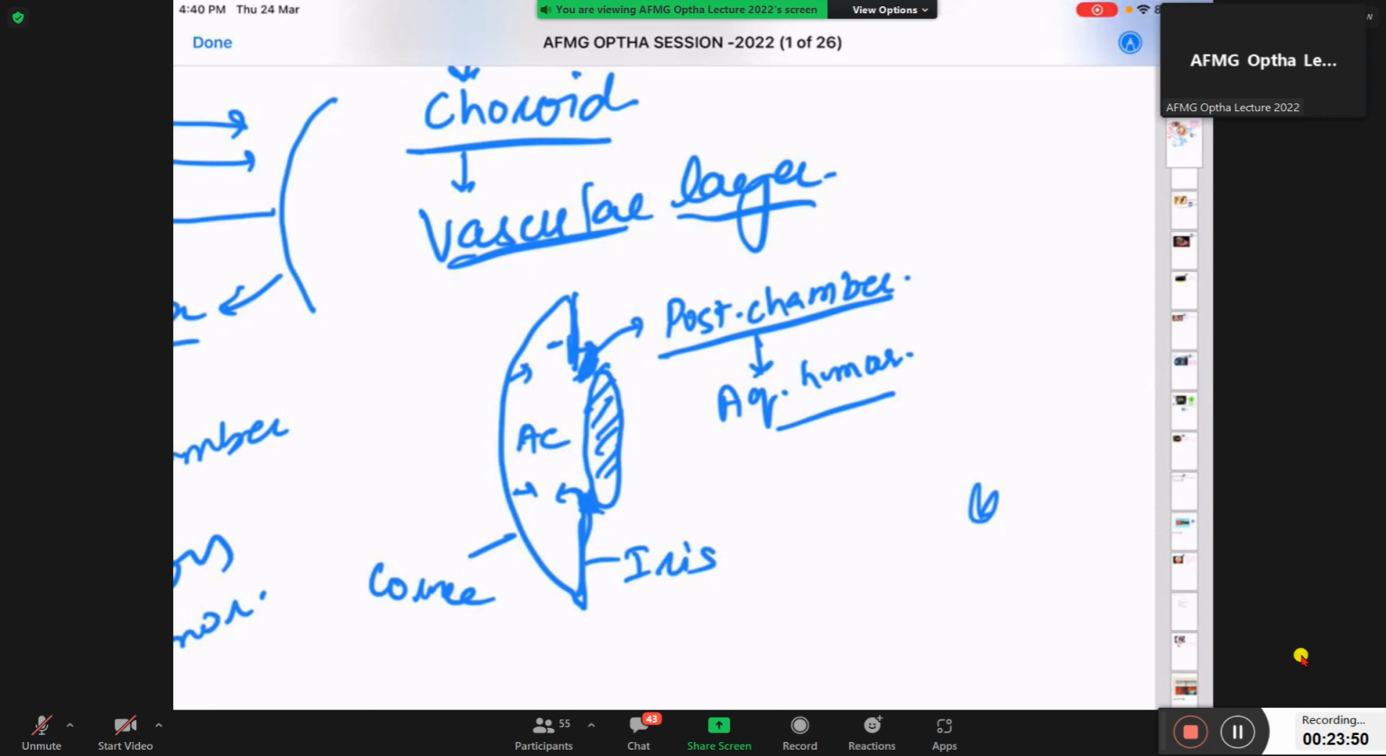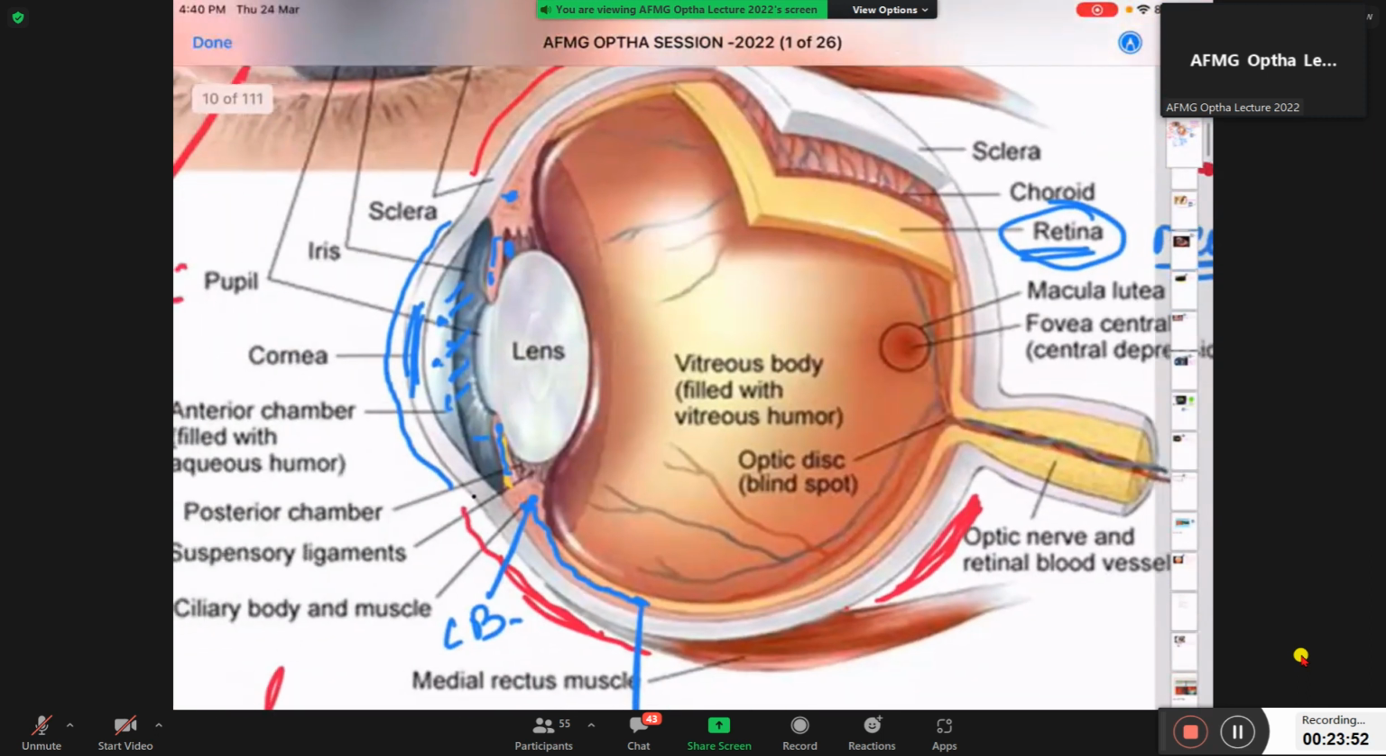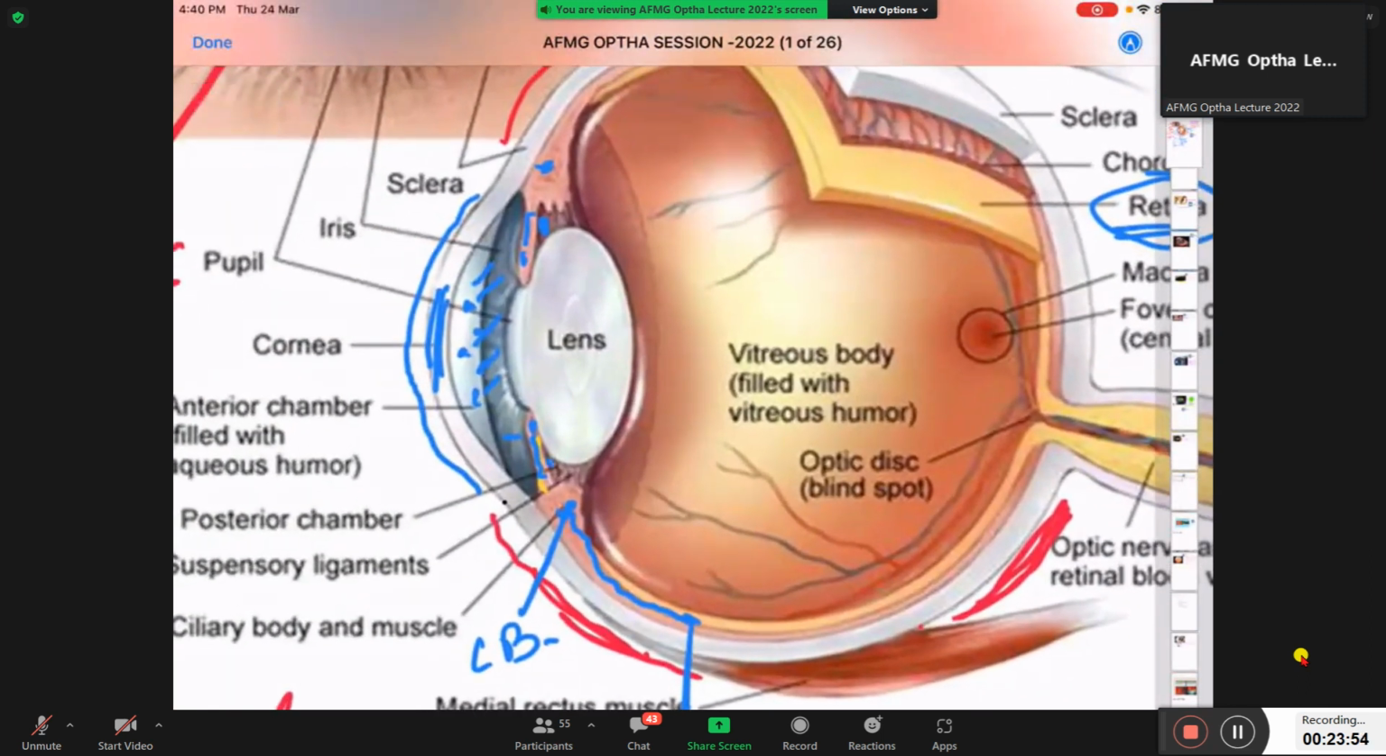Understood? Both the anterior chamber as well as the posterior chamber contain aqueous humor. Yes or no? Is it clear? Or should I repeat? Is this clear? Yes or no in the chat box? Clear. Okay.